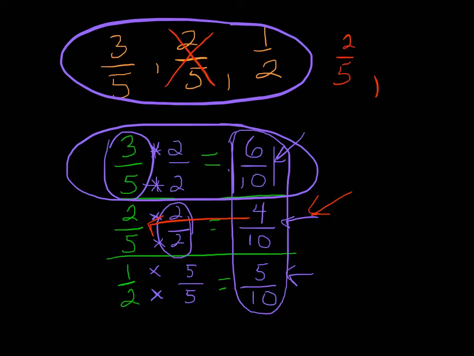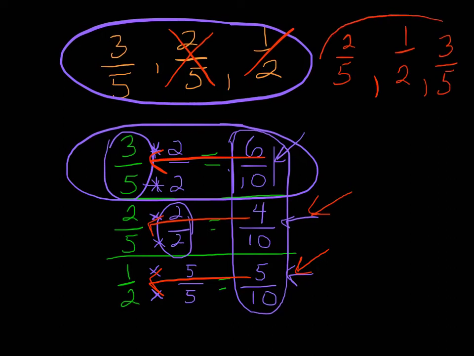And next I'm going to look, I see 5/10 and 6/10. Well, 5/10 is going to be the middle value here, the one middle size. And that was my 1/2. So 1/2 comes next. And I only have one left. And I look over here and sure enough, it's 3/5. So now I have these ordered. 2/5, 1/2, 3/5. I have these put in order from least to greatest.